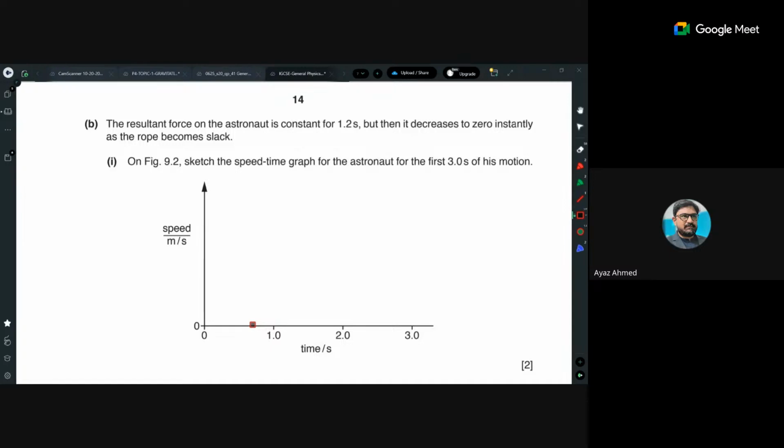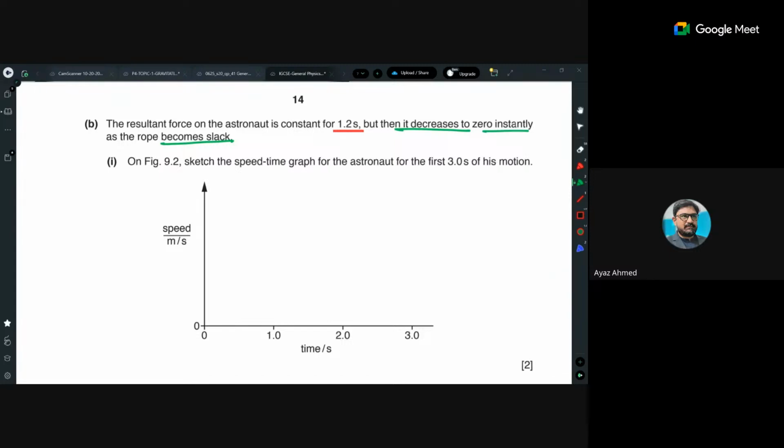The resultant force acting on the astronaut is constant for 1.2 seconds, but then it decreases to 0. The resultant force decreases to 0 instantly as the rope becomes slack. Okay, as soon as the rope goes loose, the resultant force decreases to 0.